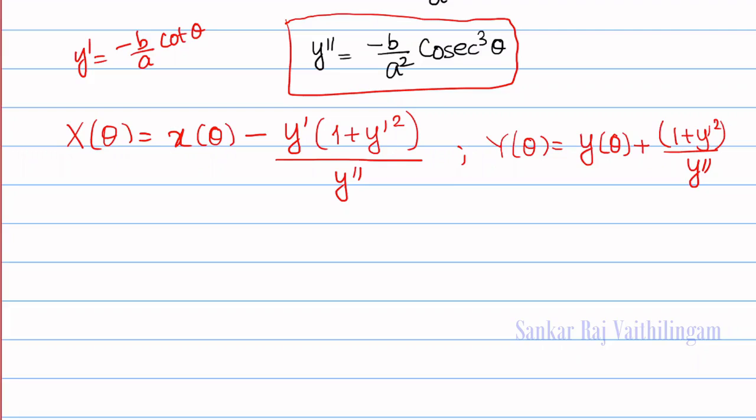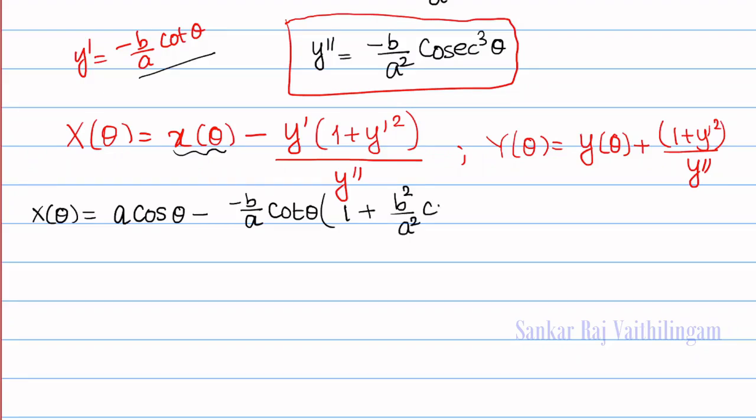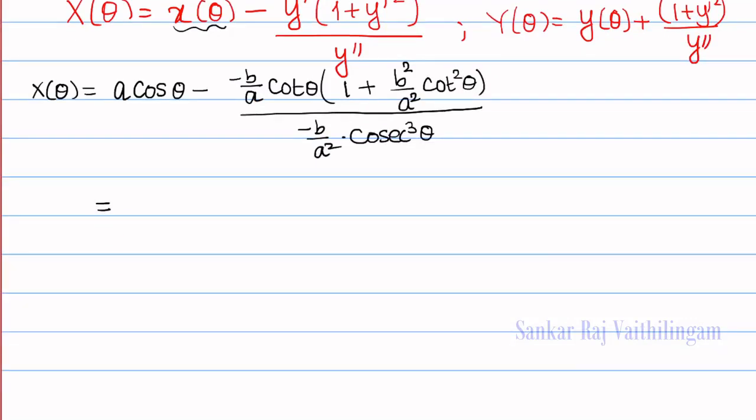So X of theta is equal to a cos theta minus, in place of y dash, we substitute minus b by a cot theta, into 1 plus y dash squared, which is b square by a square into cot square theta, the whole thing divided by y double dash, which is minus b by a square into cosecant cube theta. Let us simplify and see what happens. Here the minus and minus become plus.